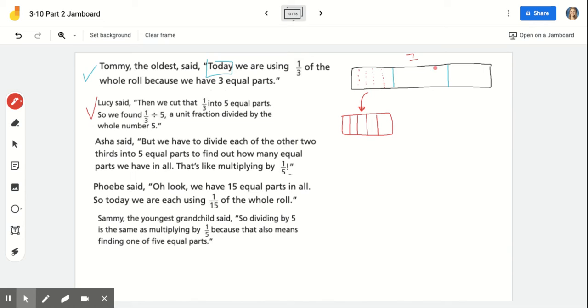This would be for Friday. This would be for Saturday. This would be for Sunday. So let's go ahead and split those up into 5 equal parts. Each third is going to be split up into 5 parts.